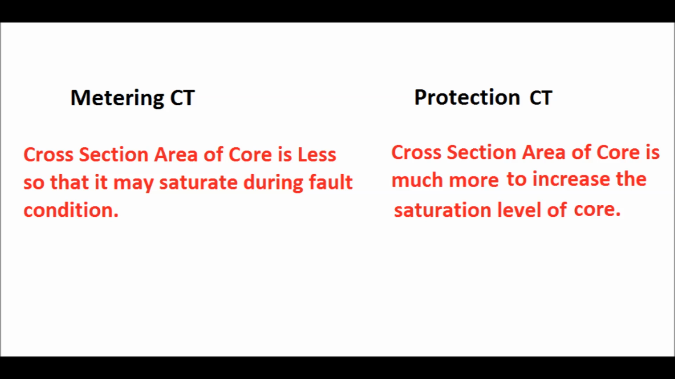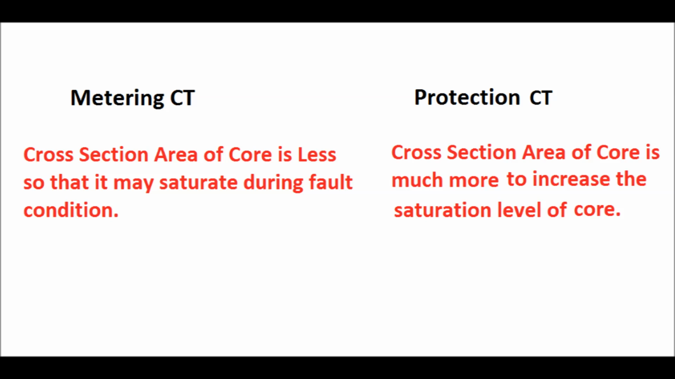Now the metering CT is required for carrying a normal load current, and here accuracy is much more important. So there is no need to measure the fault current, and that is why the cross section of the core is less, so that during fault condition it will saturate, and there will be no increase in the current in the secondary side of the metering CT. Therefore the meters or instruments connected on the secondary side will be safe.